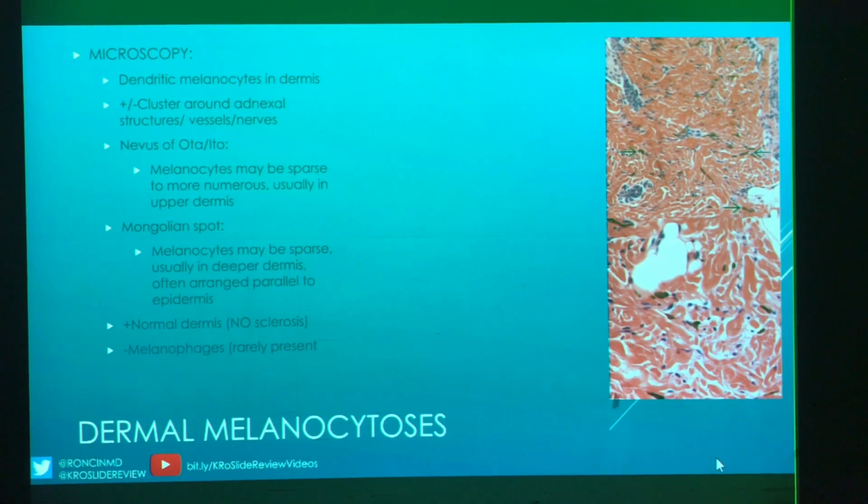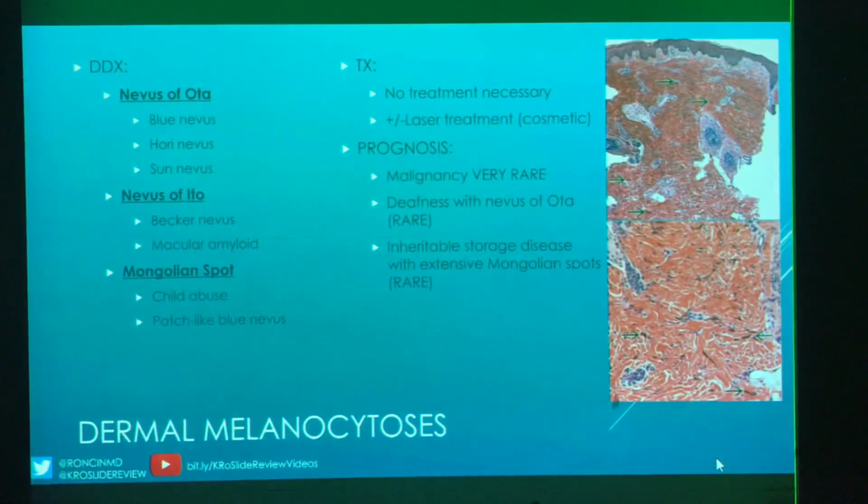So if you're having a hard time looking for it, and clinically they're saying this is a Mongolian spot or a nevus of Ito, nevus of Ota, that's a good area for you to look. They tend to be relatively sparse, as we saw, and you should have a relatively normal dermis. Otherwise, there shouldn't be sclerosis like we were seeing in the blue nevus, and you shouldn't really see the melanophages, which again we also saw in the blue nevus. Rarely you can see melanophages, but even if you did see them, it should not be to the extent that you would see in blue nevus, okay? So that is important to note.